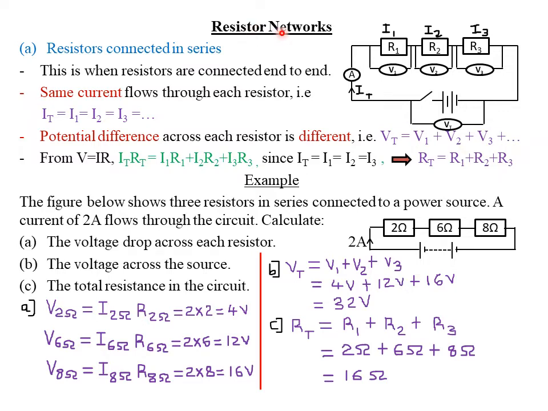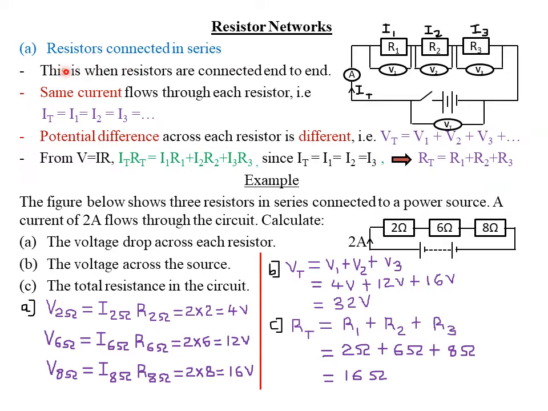So today we are looking at resistor connections, so resistor networks. Basically we shall be looking at ways in which we can connect resistors. We have two ways. One, we have series connection of resistors, and two, we have parallel connection of resistors. So that is resistors connected in series.